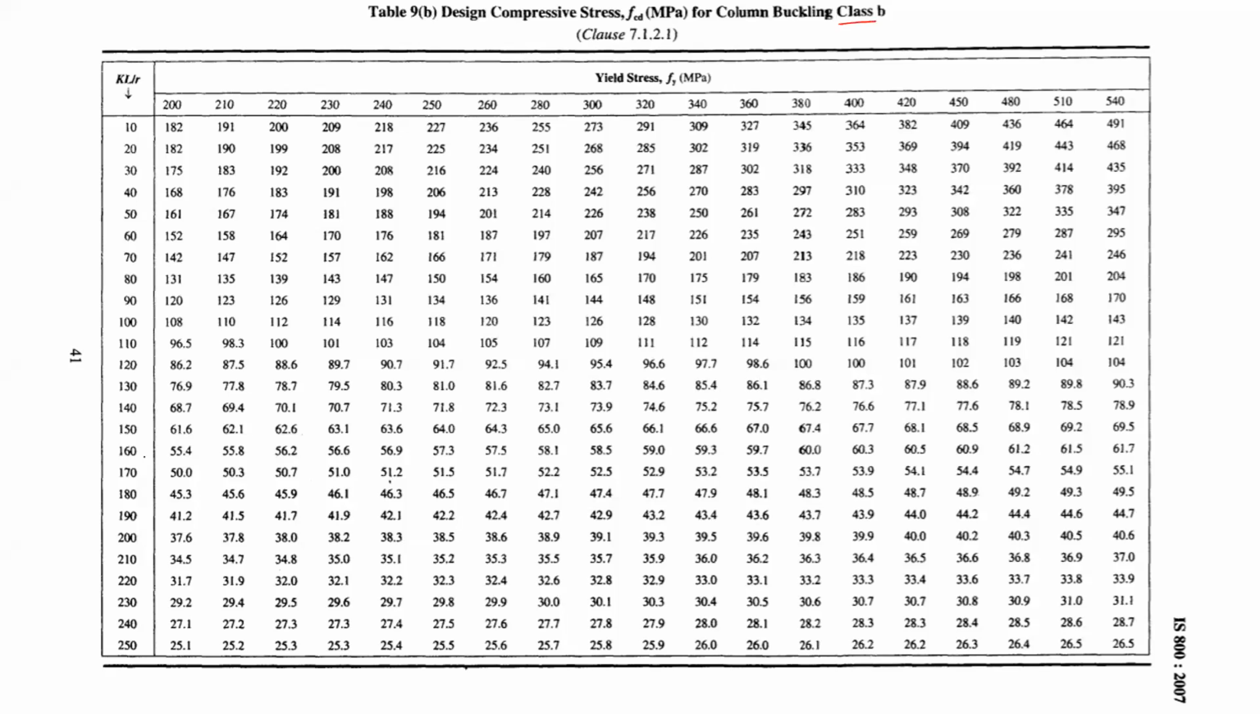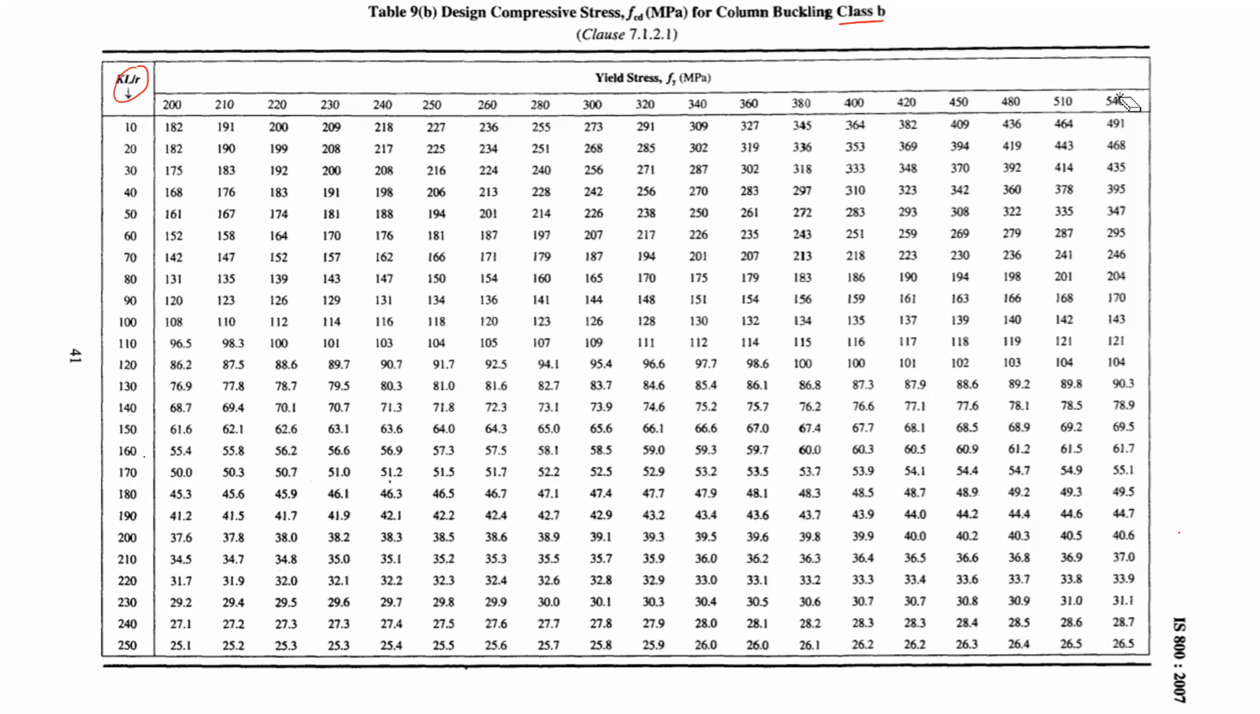So you can see for buckling class B, right? As I was telling in the first problem also, that is in the analysis type of problem, along the x-axis you have the different ranges of values of Fy, that is yield strength, starting from 200 to 540, and along the y-axis you have different values of lambda, that is KL by R values, starting from 10 to 250 with an interval of 10. Anyways, so let's find out the FCD value.